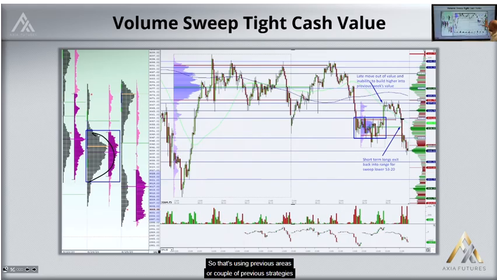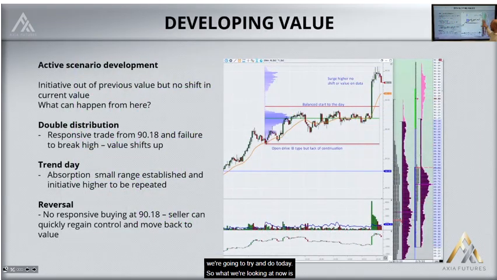So that's using previous areas or a couple of previous strategies that we've already looked at as a way of just illustrating what we're going to try and do today. What we're going to look at now is understanding developing value, understanding what's currently going on and how you can think about what this means. As I was putting this together as a way of explaining these concepts, this was actually something that started to develop, so I've used this as it was happening and screenshotted along the way.